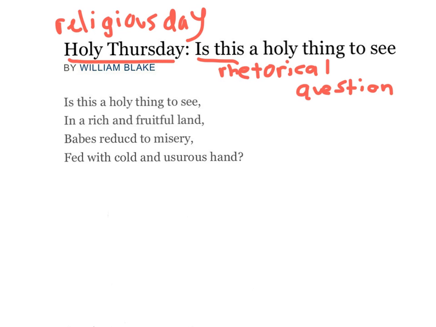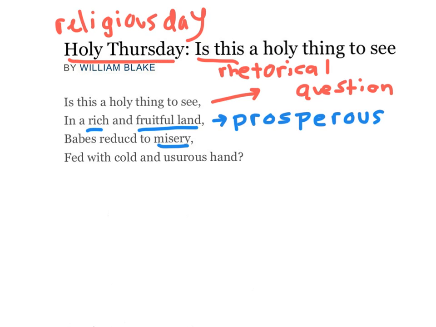Okay, now let's look at the first stanza. The first stanza also begins with, is this a holy thing to see? So again, another rhetorical question, the same one. And then Blake continues on saying, in a rich and fruitful land, implying that this land he's talking about is prosperous. And he continues on saying, there are babes reduced to misery, or miserable babies. And these babies are being fed with a cold and usurious hand.